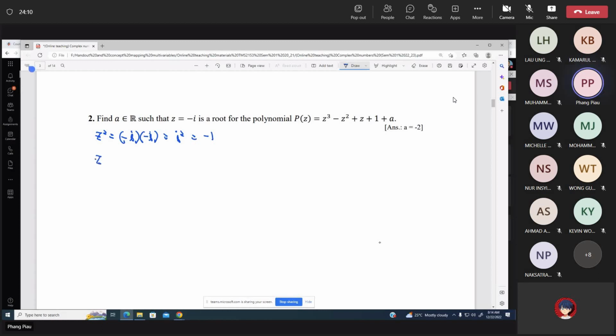Then you go for your Z power 3. For Z power 3, you can actually use the Z multiplied with Z power 2. Multiply with Z power 2. Of course, if you want to expand your -I, you multiply 3 times, you can. But I use this I result, straight away multiplied with this -I, and I have the -1. So the answer for this here is I.